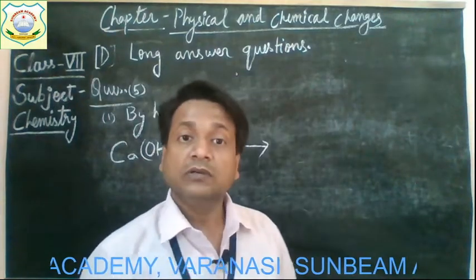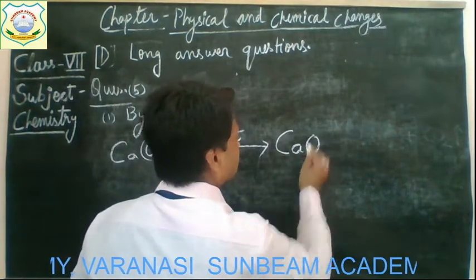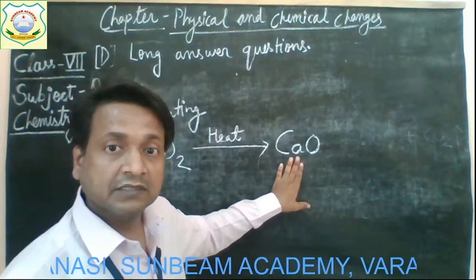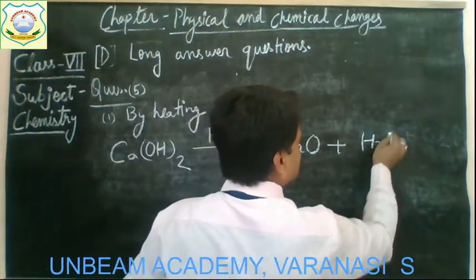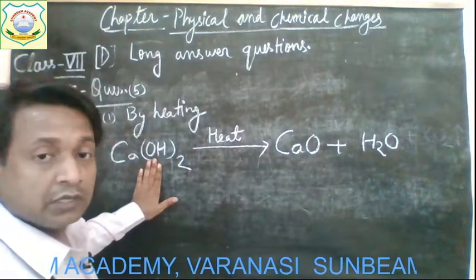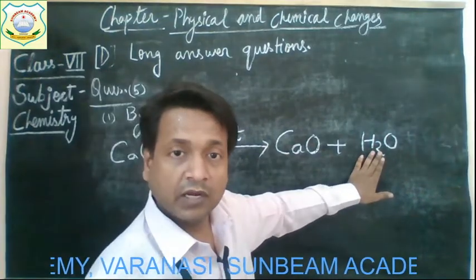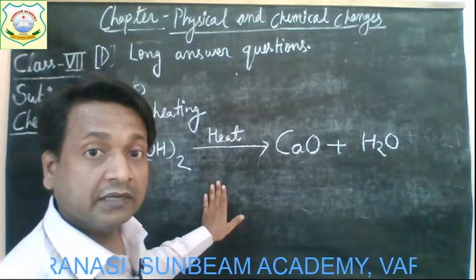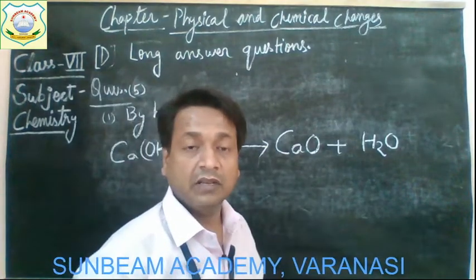It breaks into simpler substances, and those substances are calcium oxide, CaO, and water. So you can say that when the compound calcium hydroxide is heated, it breaks into calcium oxide and water. So this is the example of a decomposition reaction. And what is the factor here? Yes, the factor is heat, because without heating this reaction will not complete.